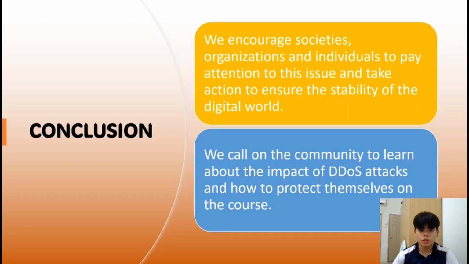In conclusion, allow me to summarize our opinion. We encourage societies, organizations, and individuals to pay attention to these issues and take action to ensure the stability of the digital world. Additionally, we call on the community to learn about the impact of DDoS attacks and how to protect themselves.